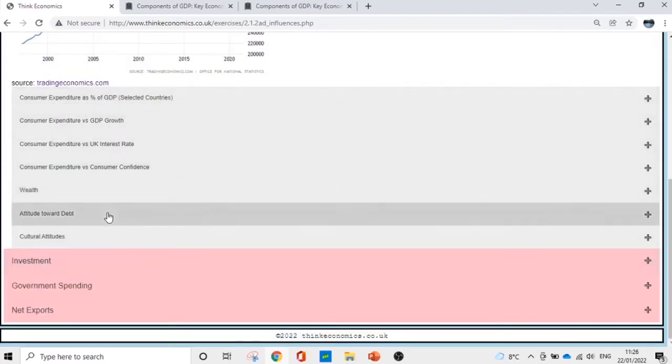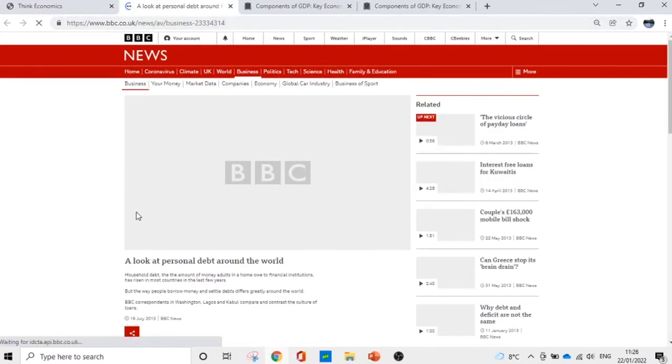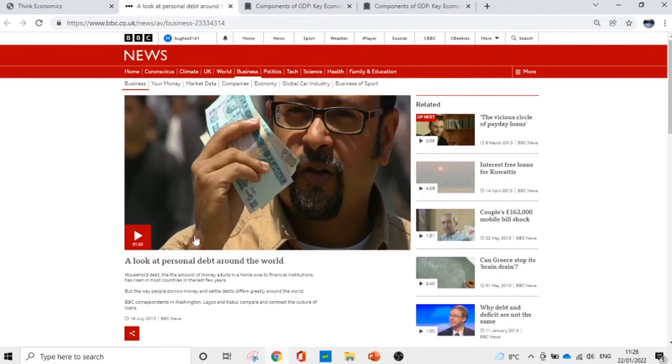Another one here, attitude towards debt. It's hard to measure the attitude towards debt, but if you click through here, it links us to a BBC News video. It's really good. It talks about personal debt around the world. Basically, in economies where it's easy to get a loan, you're more likely to spend your money. They go through different places. In America, and to the UK to some extent, it's pretty easy to get a loan. If you have a credit card, you've got access to credit and you can spend that money on consumption.